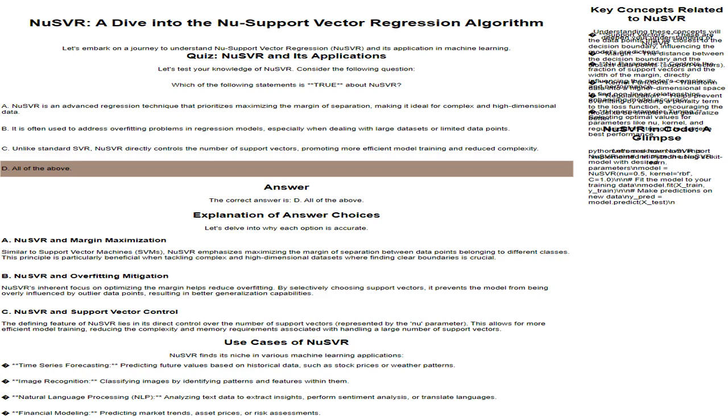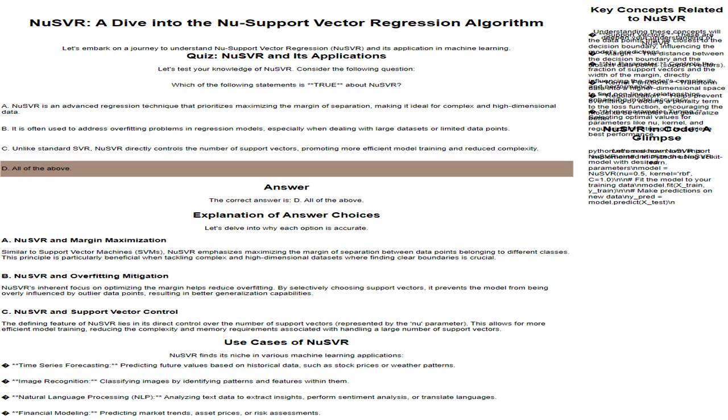Python. From sklearn.svm import NuSVR. Initialize the NuSVR model with desired parameters. model = NuSVR(nu=0.5, kernel='rbf', C=1.0). Fit the model to your training data. model.fit(X_train, y_train). Make predictions on new data. y_pred = model.predict(X_test).